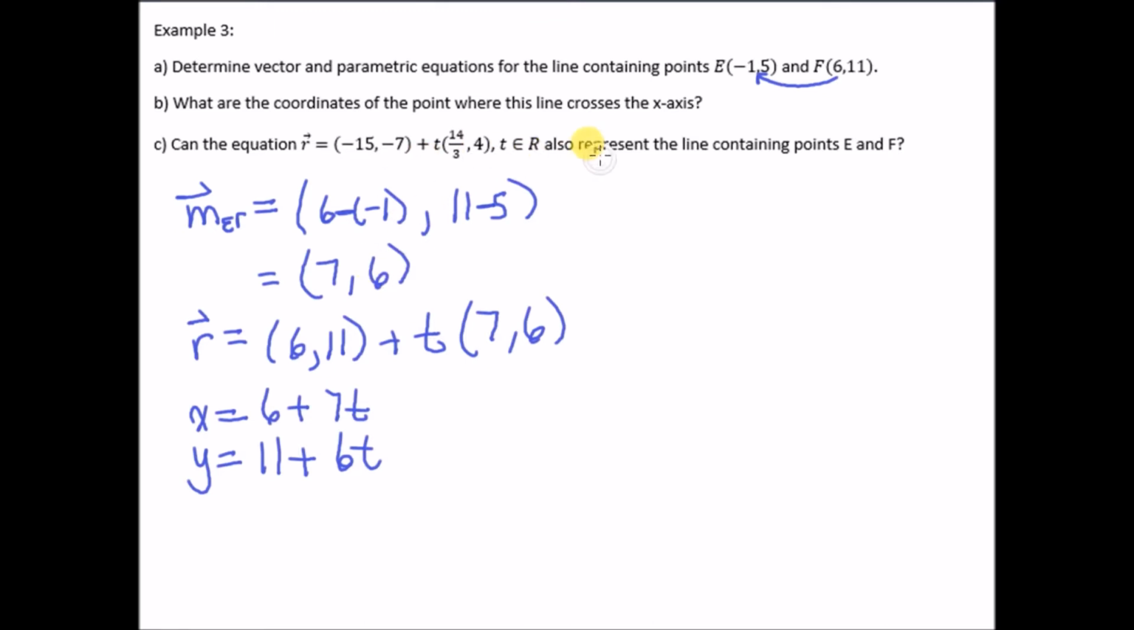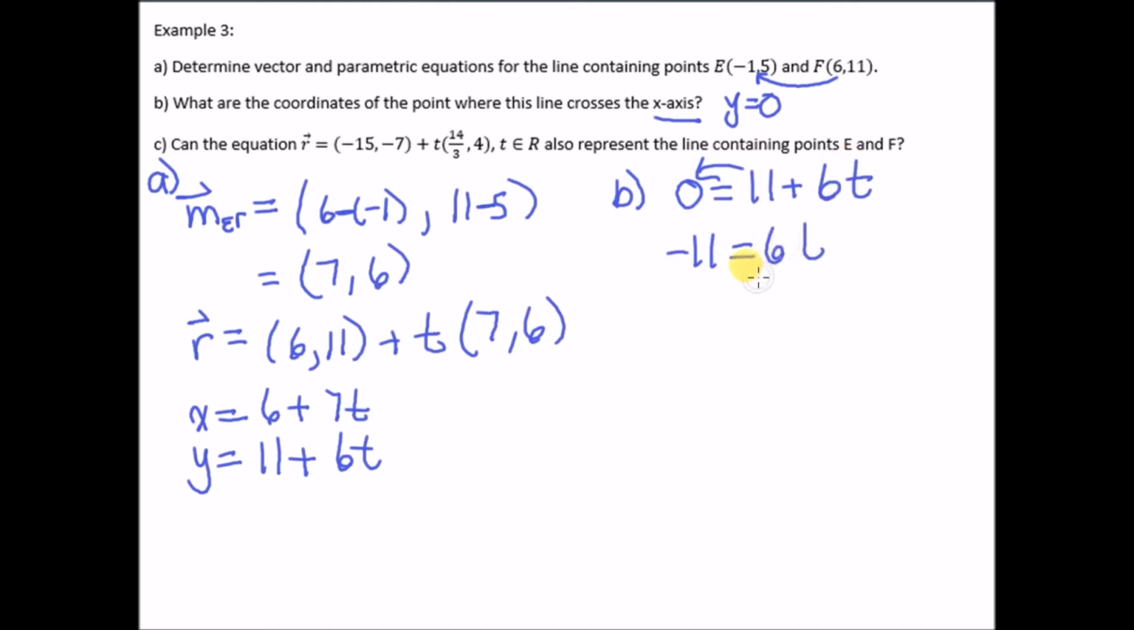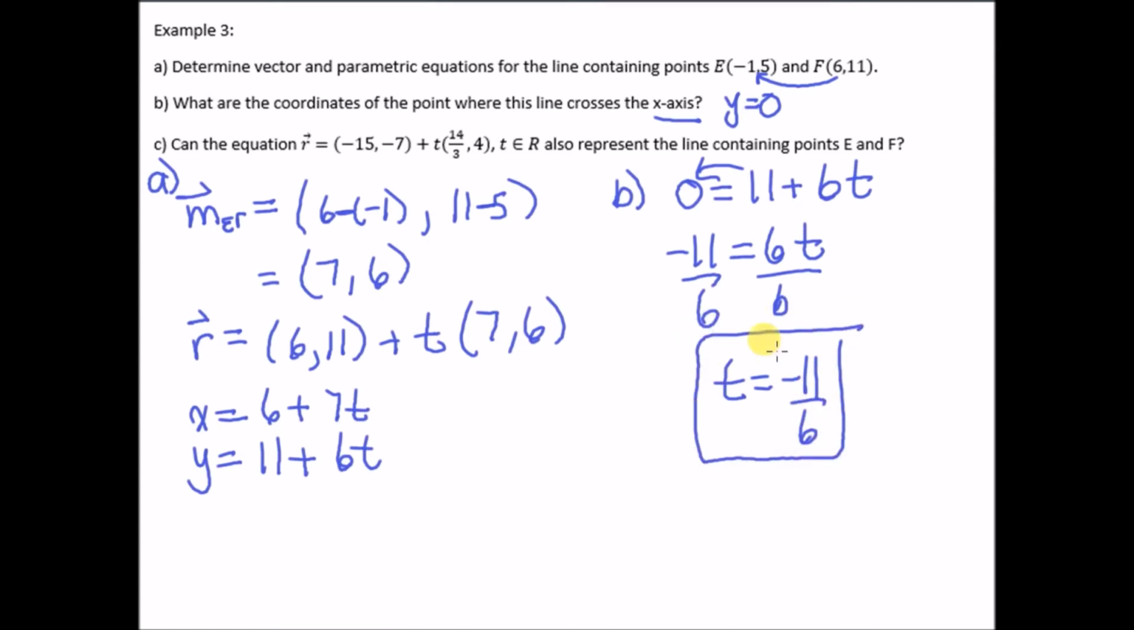So in B, it asks us, what are the coordinates of the point where this line crosses the x-axis? So we know that when it crosses the x-axis, y equals 0, right? The x-intercept. So what I would do is take these parametric equations and sub in y equals 0. And then I would solve for the parameter. So in other words, what did we have to sub in as the parameter in order to get y as 0? That's really ugly, but this is the answer. Negative 11 over 6 would have to be the parameter that we subbed in to get y equals 0.